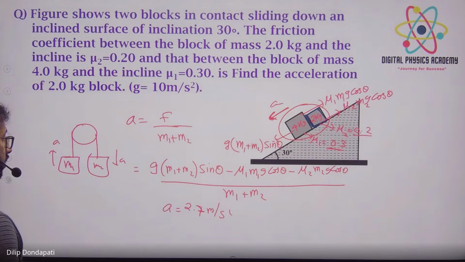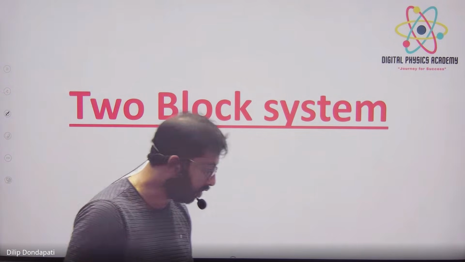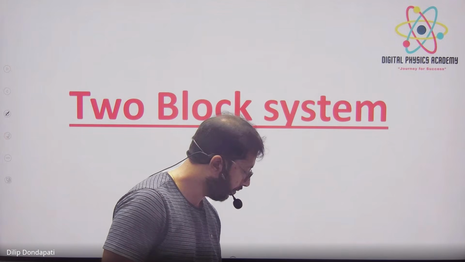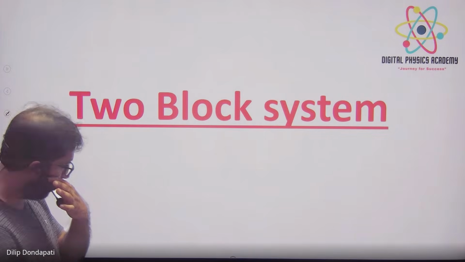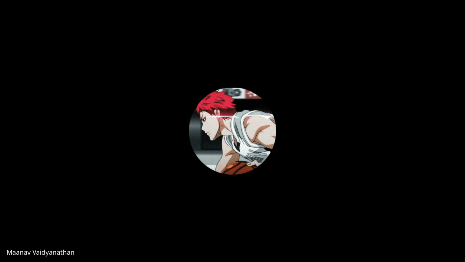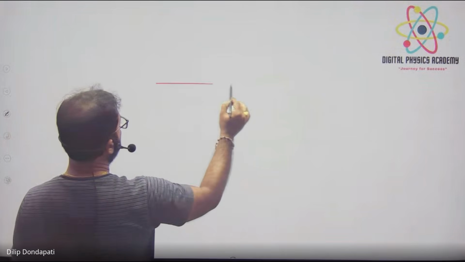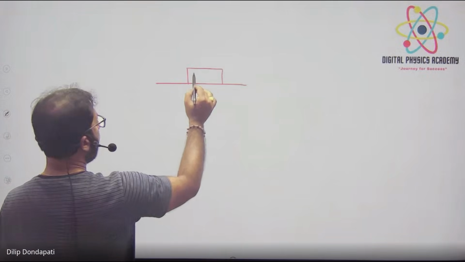Chalo, finished? Yes, sir. Chalo. Now two block system. Last topic. खत्म हो जाएगा. Chapter done. ये आता है आपको? देखो एक मेथड समझो, उस मेथड से we are following all the things. Suppose मान लो here block M1 है on the videos.